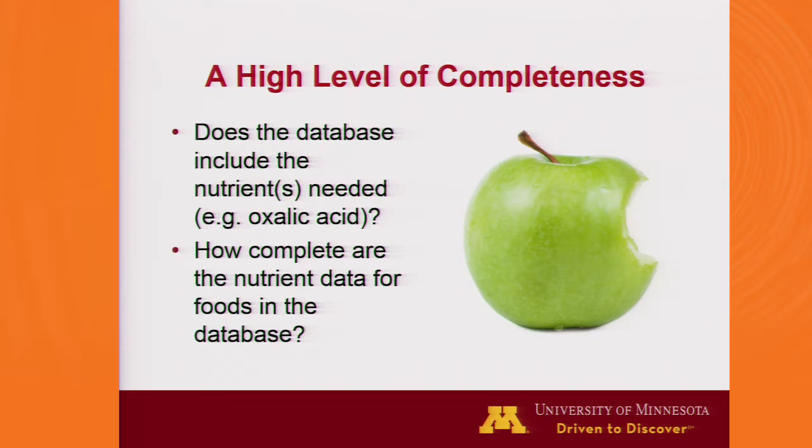Databases should also have a high level of completeness. Does the database include the nutrients that are needed? For example, in the kidney stone example that I gave earlier, if you were someone who had kidney stones, you would want to know how much oxalic acid was in foods. Is that in their database or not? And how complete are the nutrient data for foods in the database? So if it does contain oxalic acid, is it there for 10% of the foods, or is it there for 100% of the foods? Because if it's only 10%, it's not really particularly useful.